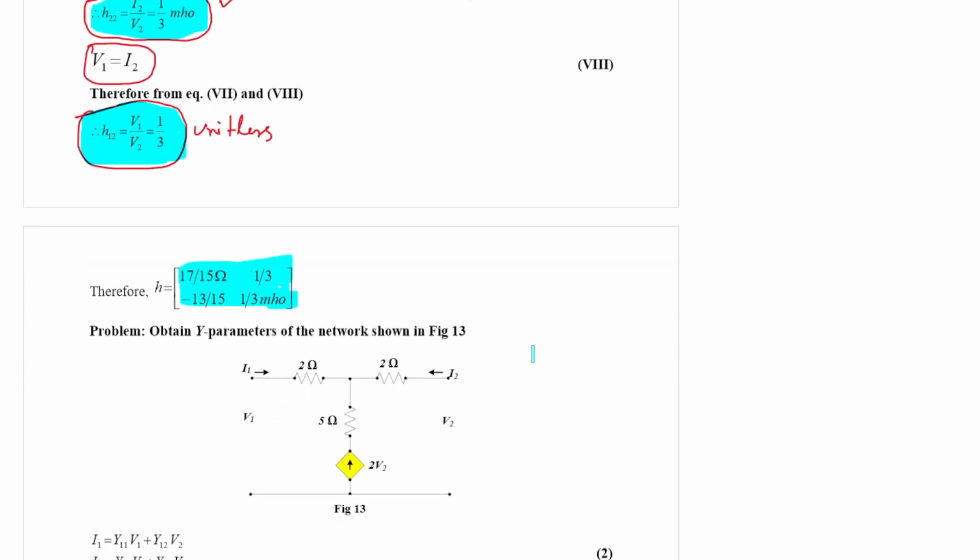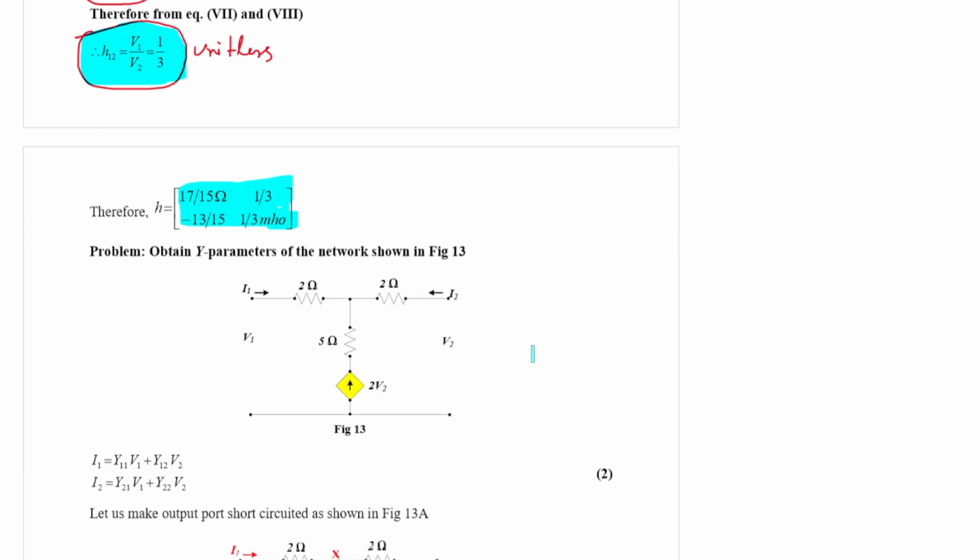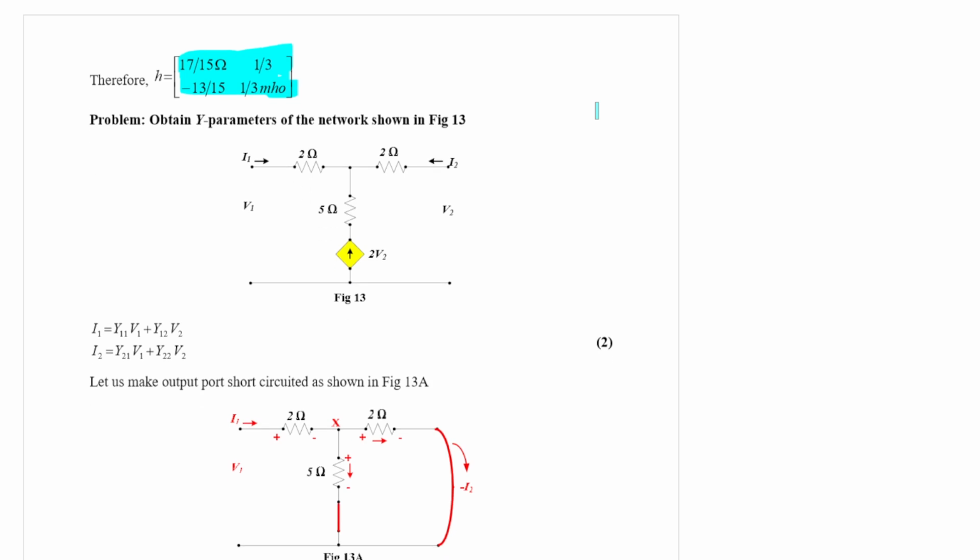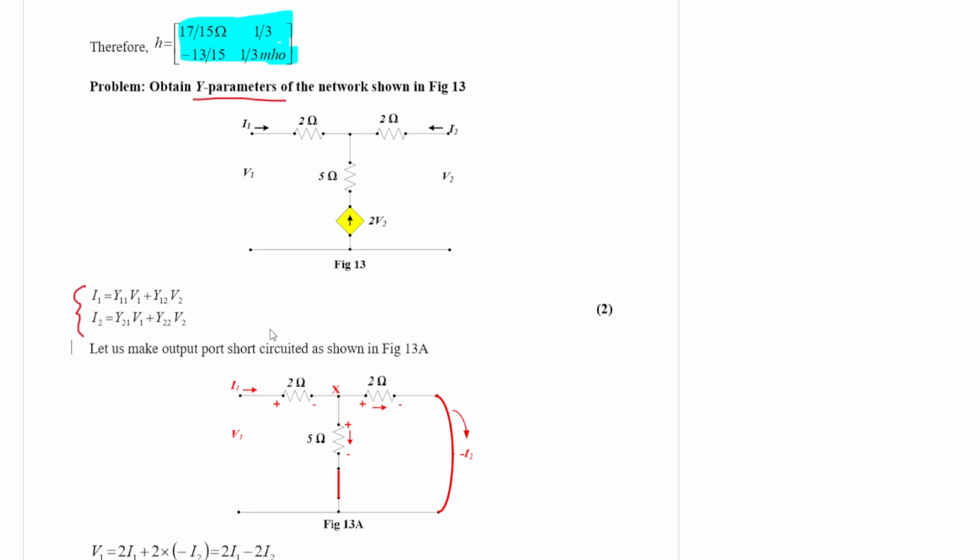Now moving on to our next problem. In this problem it is asked to obtain Y parameters. So we have figure 13. Again we have a dependent current source of magnitude 2 V2, so it is a voltage dependent current source. These are the fundamental equations that define Y parameters.